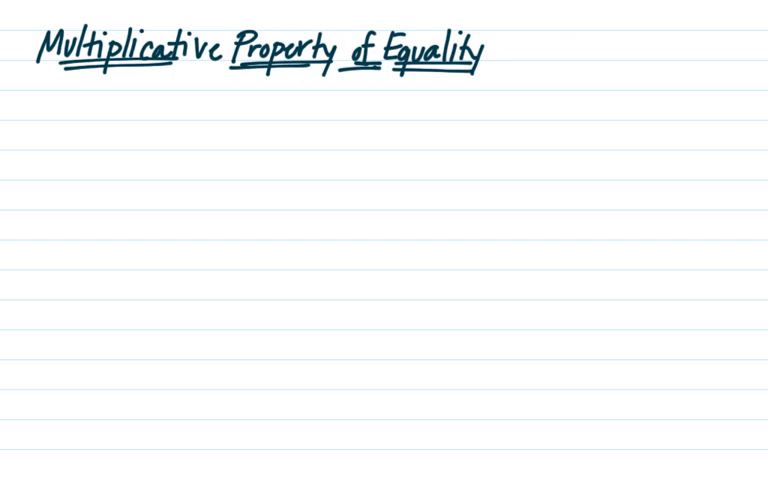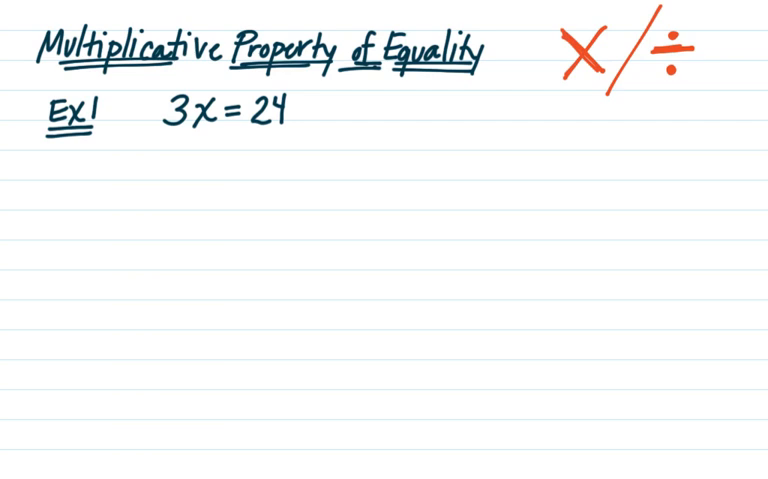Okay, now let's talk about the multiplicative property of equality. And basically, in so many words, it's the idea that times and divide are opposite procedures. So if you multiply something by 2 and then divide it by 2, you end up back where you started. Okay, let's do an example to show you what I mean. Okay, here's a quick, easy problem. It says 3 times x equals 24. So it's an algebra problem because there's an equal sign and there's a letter that we need to figure out what it is.